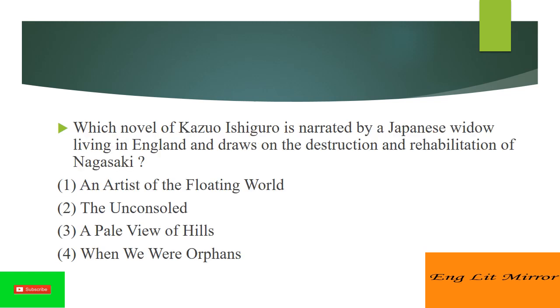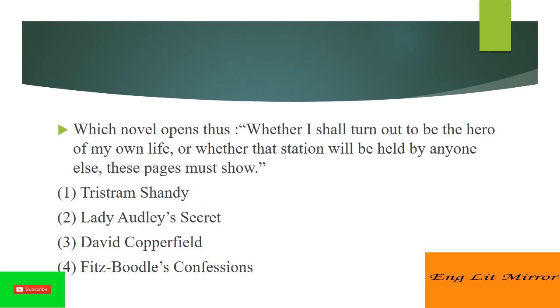Which novel of Kazuo Ishiguro is narrated by a Japanese widow living in England and draws on the destruction and rehabilitation of Nagasaki? Answer is option 3, A Pale View of Hills. Which novel opens thus? Whether I shall turn out to be the hero of my own life, or whether that station will be held by anyone else, these pages must show. Answer is option 3, David Copperfield.